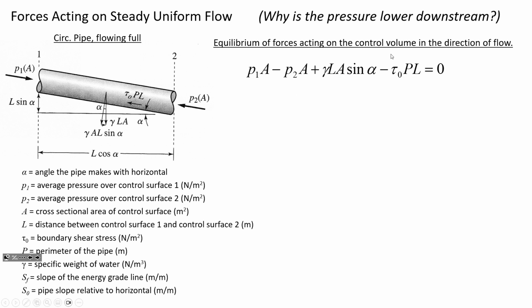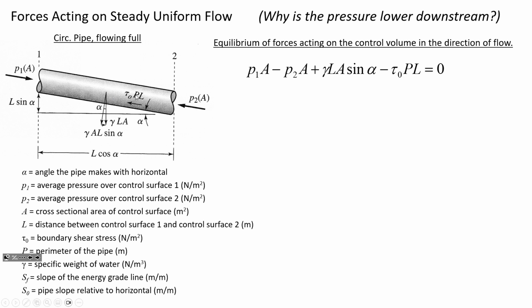And then there's this last term here: the shear stress times the perimeter times the length. And you can see the minus sign there. The arrow on the diagram says that if the water's flowing to the right, from 1 to 2, there's this force that is applied over the outside surface of the water, and it's opposing the direction of flow.